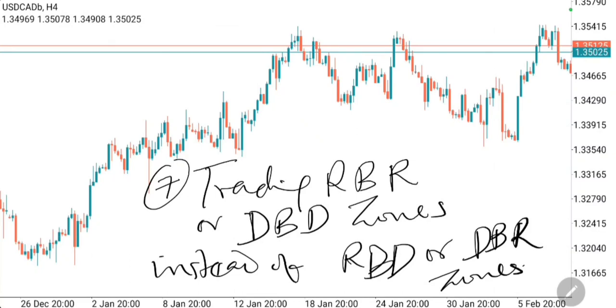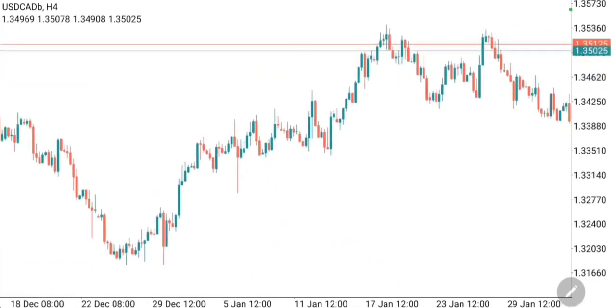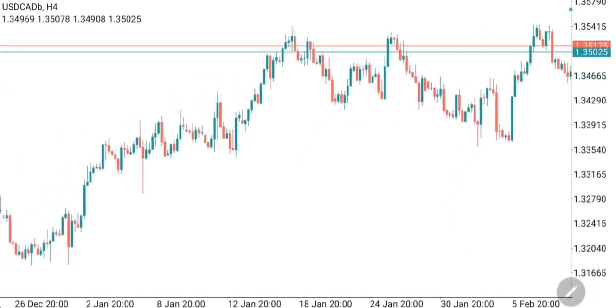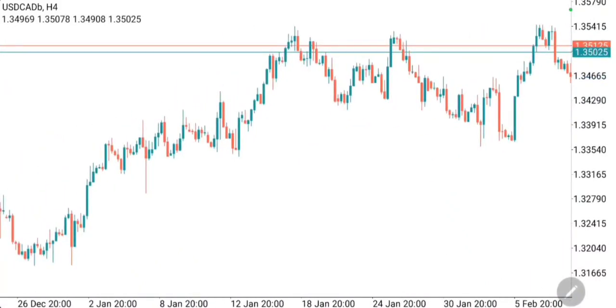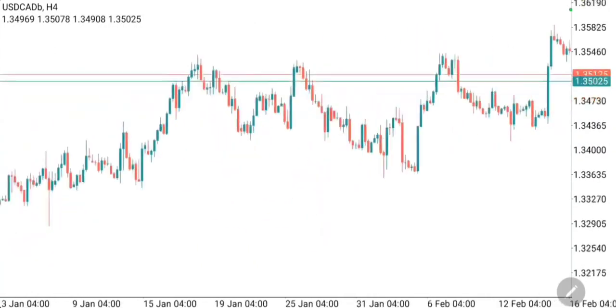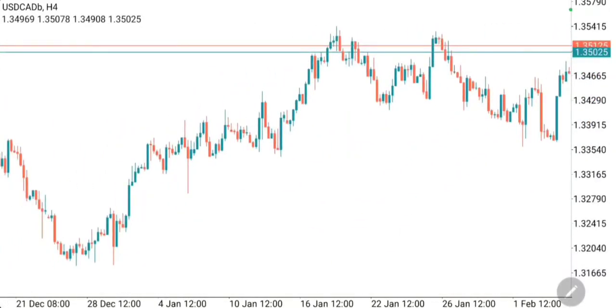The truth is that all of these zones can work. But what we are talking about here is higher probability. The rally base rally demand zone and the drop base drop supply zones are not as effective as the drop base rally and rally base drop zones. So I'm going to depict it right now so that it is clear. Don't worry, we're going to go into the chart to see these things clearly.